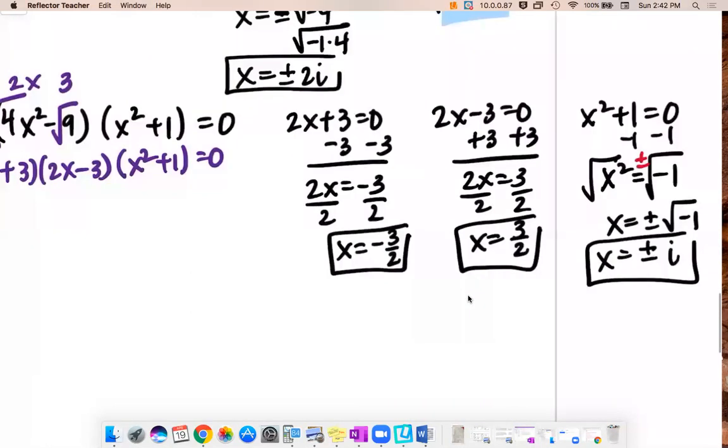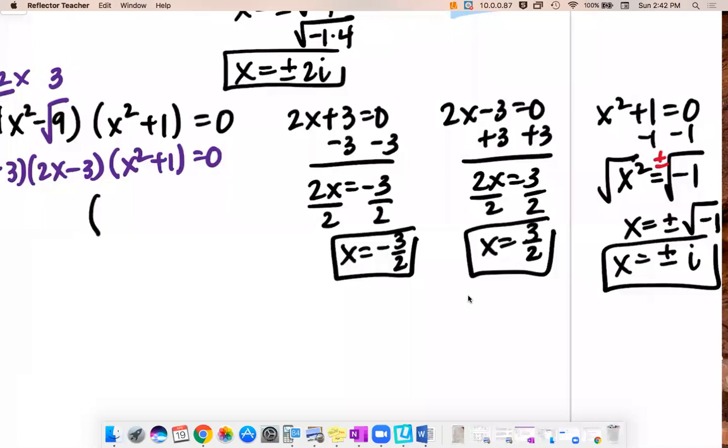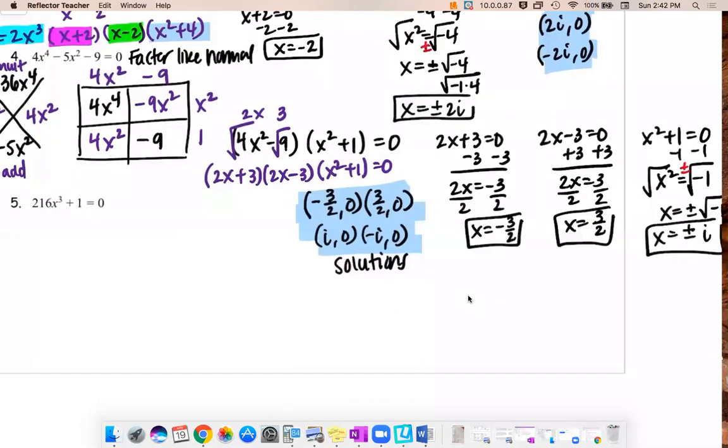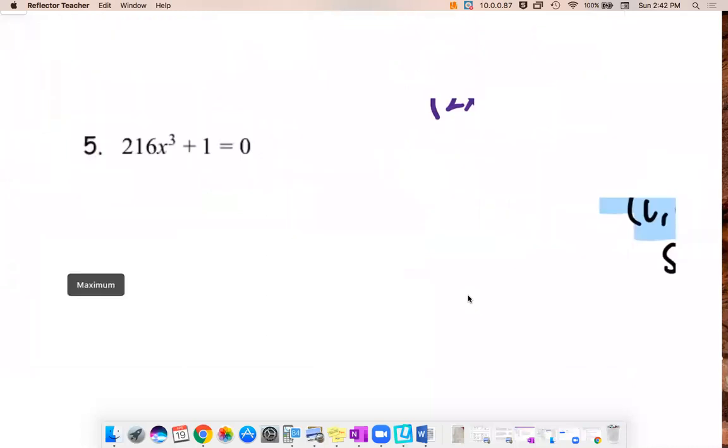So then let's just write them as points. So we've got negative 3/2 comma 0, positive 3/2 comma 0, i comma 0, and negative i comma 0. So your y is 0 for all of these. So then these are going to be your final solutions when solving this polynomial. All right, guys, one last one, and then I'm going to let you go practice some of these.